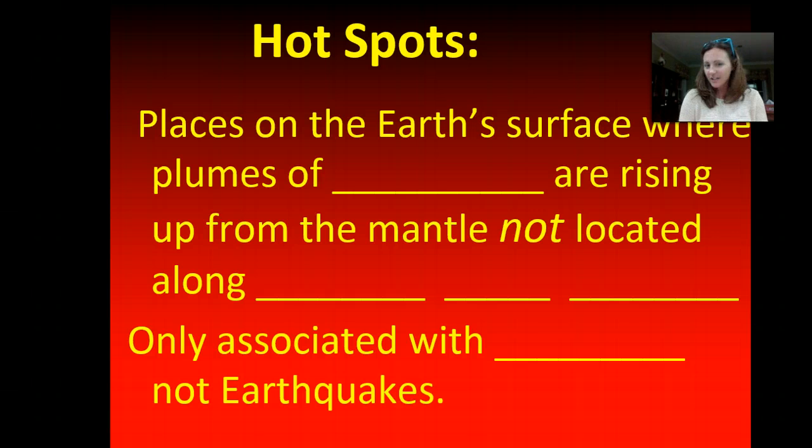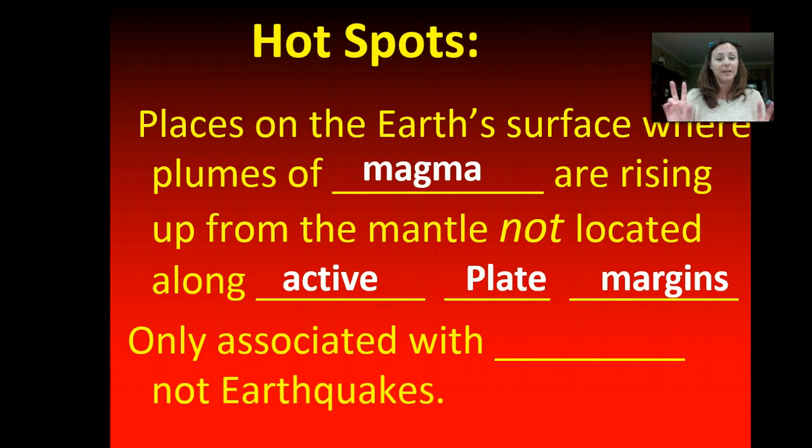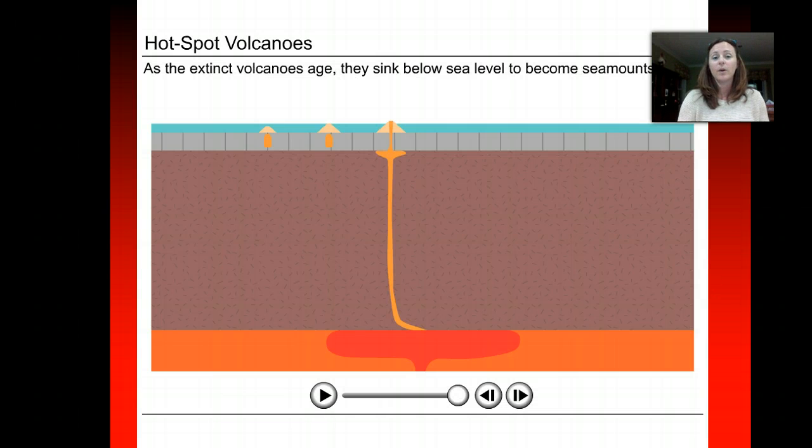So what exactly are hotspots? Well, they're places on the Earth's surface where plumes of magma are rising up from the mantle, not located along the moving plate boundaries or the active plate margins. And they're associated with volcanoes, not with earthquakes. Let's look at an animation to show how a hotspot forms underneath the Earth's crust.